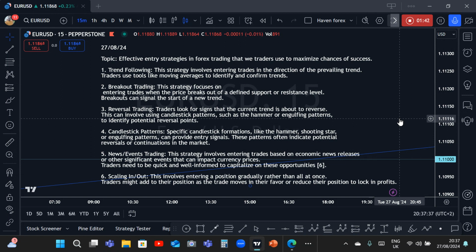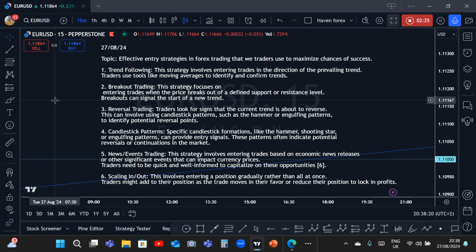All right. Like I said, the topic is effective entry strategies. This is what you will need for you to be profitable. And apart from being profitable, this is what you need for you not to continue to struggle with your trading journey. All right. Number one is trend following. If you're a beginner, stick with the trend. It's very, very important. Trend following. That is number one.